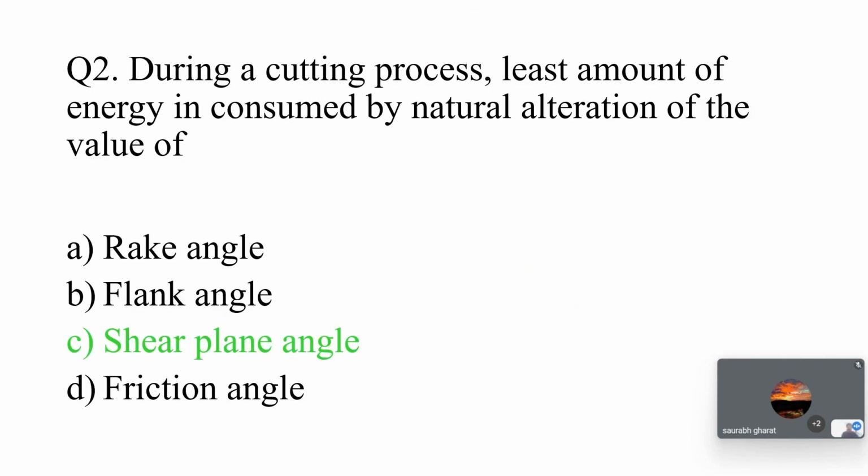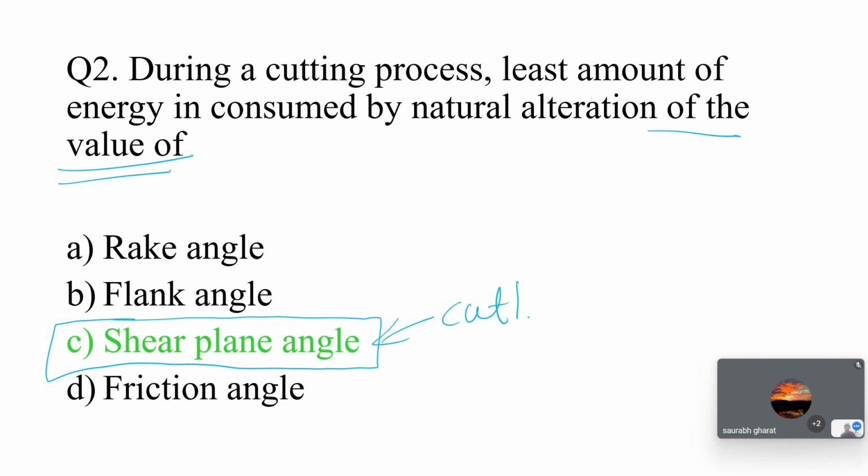Okay. So your second question: during the cutting process, the least amount of energy is consumed by alteration of the value of which angle? I previously told you the angle which matters in power consumption is the shear angle, because mostly it is the zone where the cutting is actually taking place. Our main concept is machining, which is cutting a metal, removing the metal, and this angle governs the zone where the actual machining is taking place. So the least amount of energy consumed is governed only by this angle.